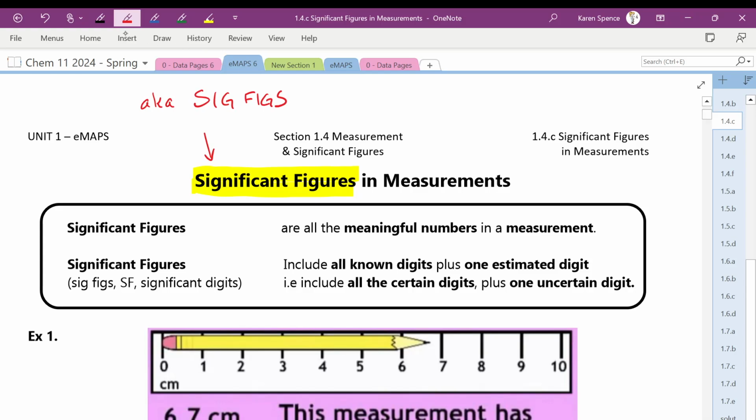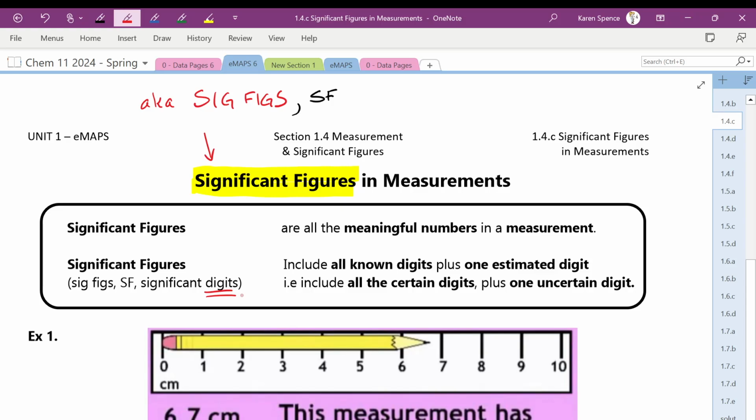You can also, because I get really lazy, because even in grade 12, I have to mark whether people have done their significant figures correctly, just write it as SF, and everyone will know you're talking about the number of significant figures. And sometimes you'll even hear them referred to as significant digits. Okay? Significant figures, significant digits, it's all the same thing.